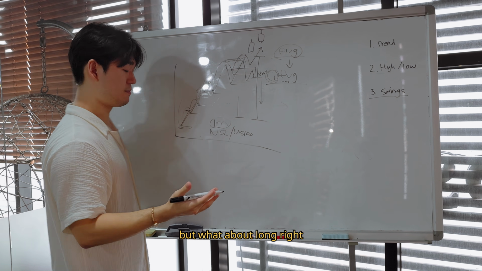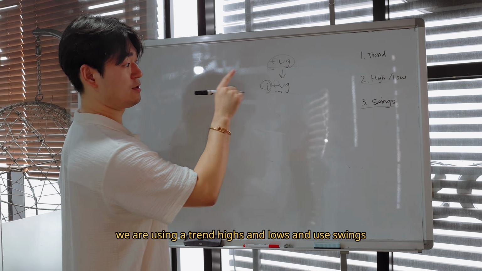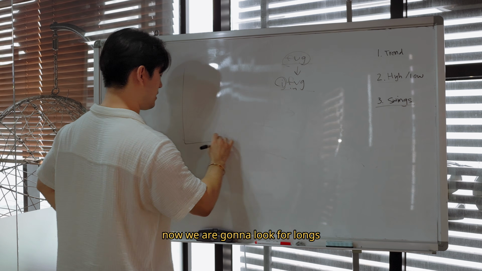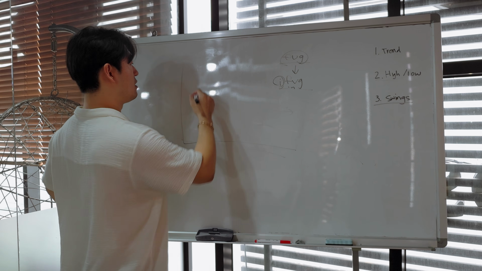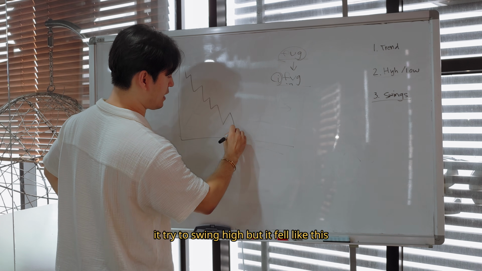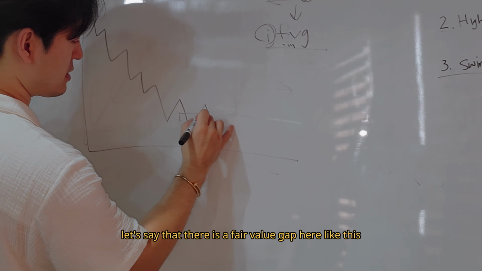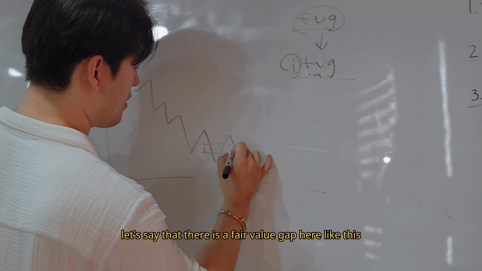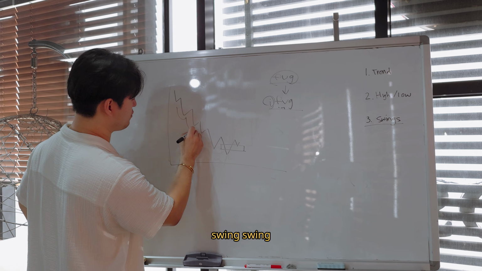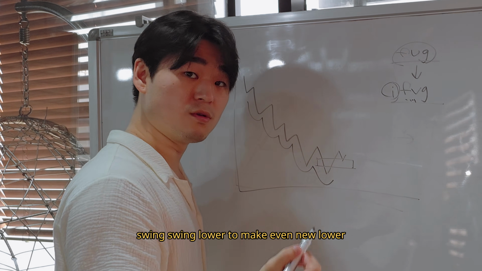But what about long, right? We are using the trend, highs and lows, and use swings. These are the steps. Again, now we are gonna look for longs. So we go down like this, right? It tried to swing high, but it fell like this. Let's say that there is a fair value gap here, like this. And then it swings lower to make even new lower.